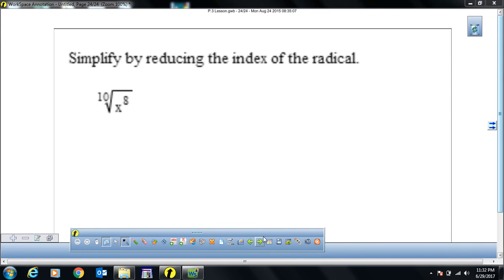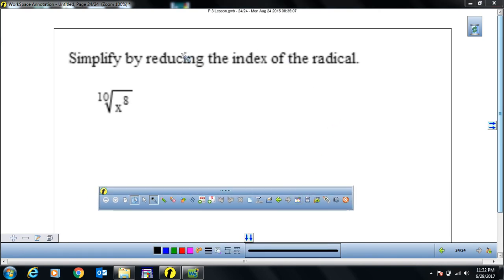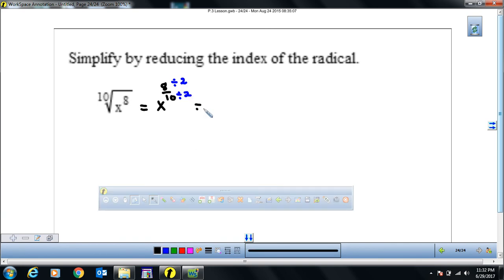Last question on this section is going to be this one. We're going to simplify this expression by reducing the index of the radical. This one says 10th root of x to the 8th power. Now let's remember what this means. The 10th root of x to the 8th power, we can rewrite it as an exponent, and the exponent would be power divided by root, which is 8/10 power. So all we've got to do here is reduce this fraction. For 8 and 10, we can divide them by 2, and that's going to give us a 4/5. So this is the same thing as x raised to the 4/5.